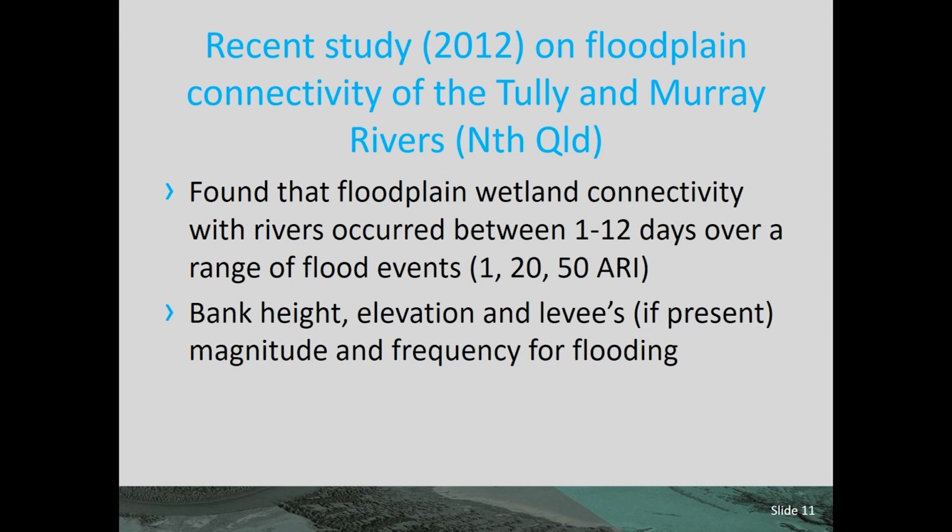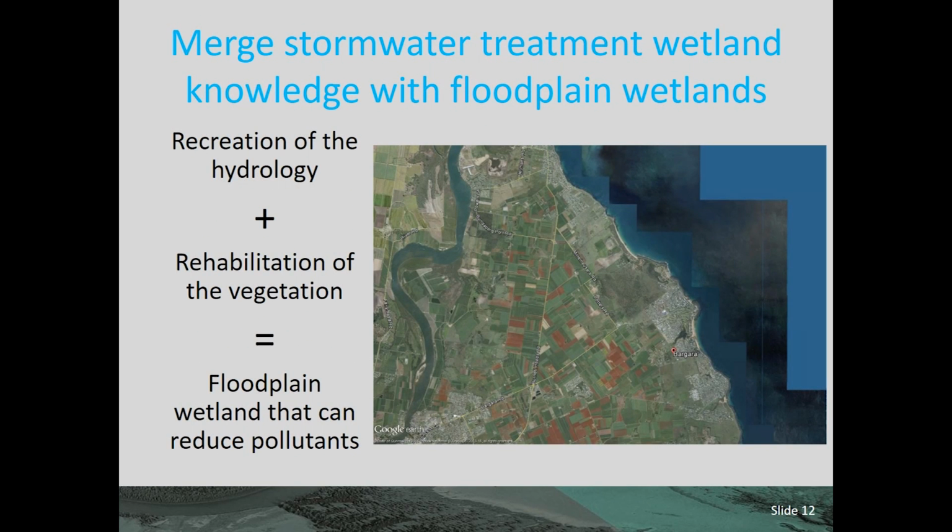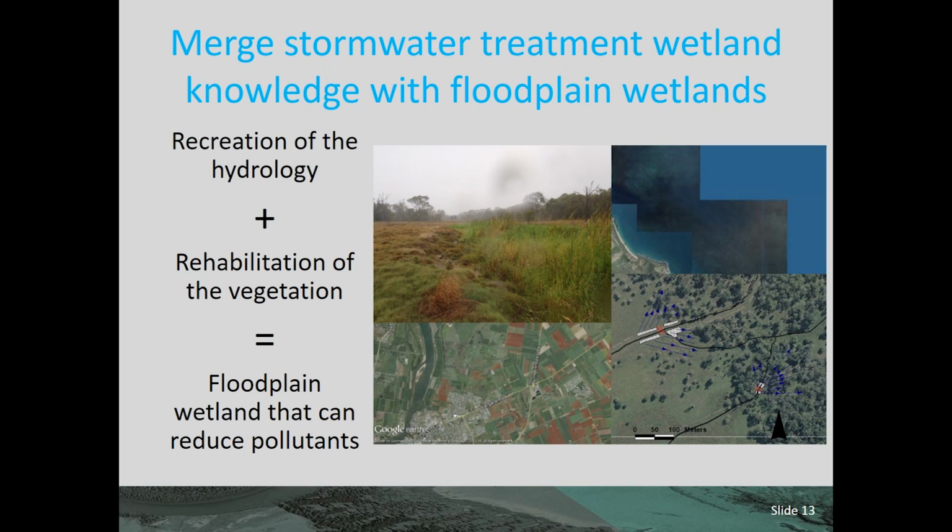What I'm trying to talk about here is recreating the hydrology of a potentially degraded wetland site that might be on marginal cane land, and rehabilitating the vegetation. What we get then is a floodplain wetland that can reduce pollutants but also has a lot of other multiple benefits. So you're talking about recreation, habitat, potentially carbon sequestration, because we're talking more floodplain forest, so Melaleuca wetlands, Casuarina, that kind of stuff.